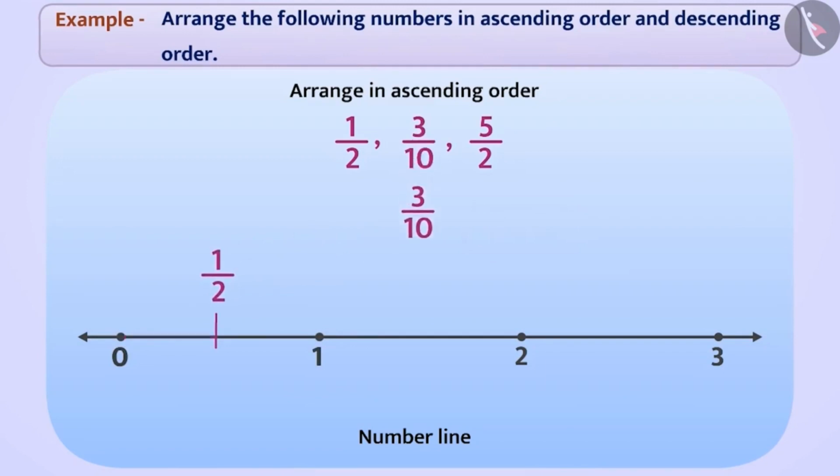Similarly, the position of 3 by 10 can be represented by dividing the distance between 0 and 1 in 10 equal parts and taking 3 parts out of them. So can you tell how the position of 5 by 2 will be represented? Think for a while.